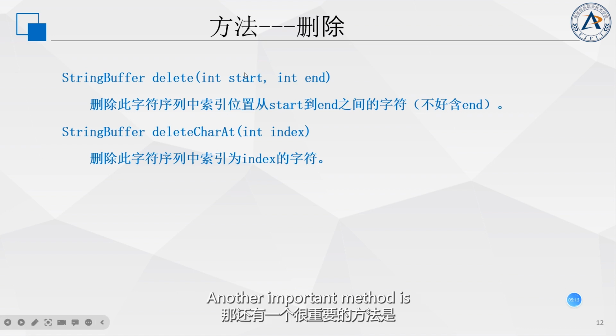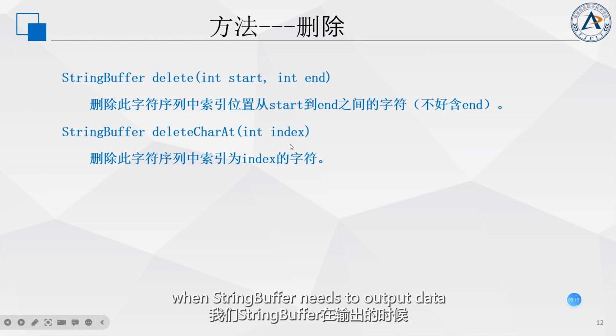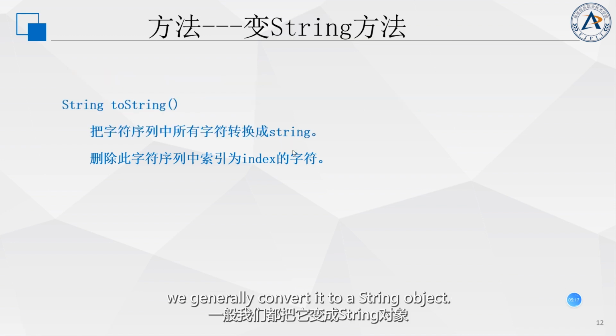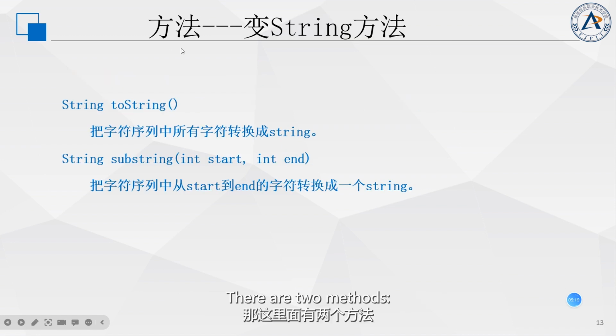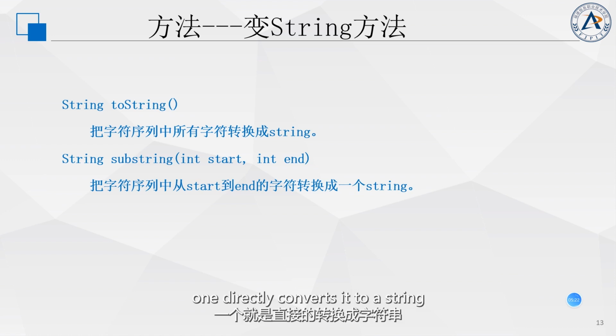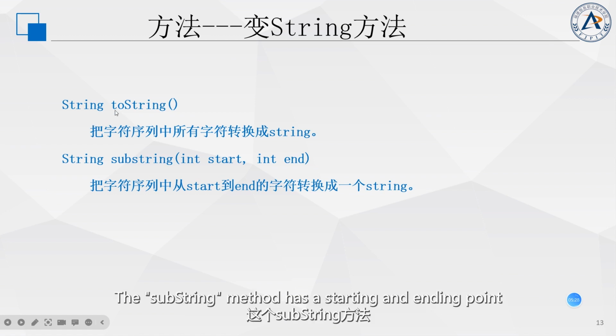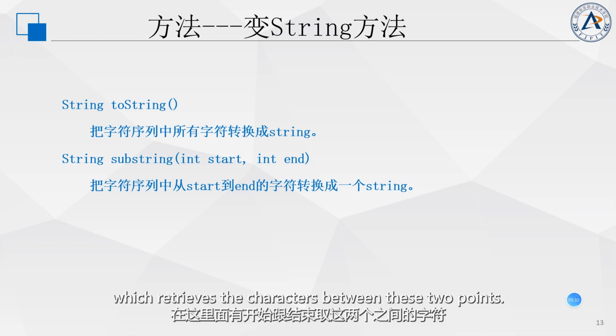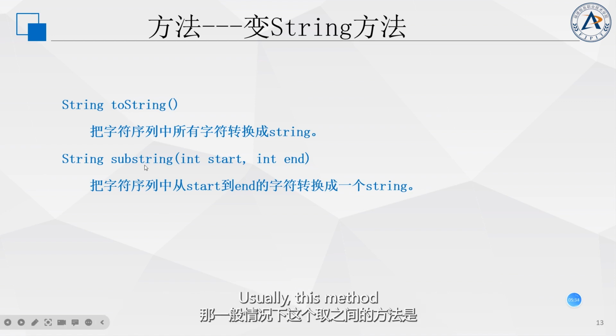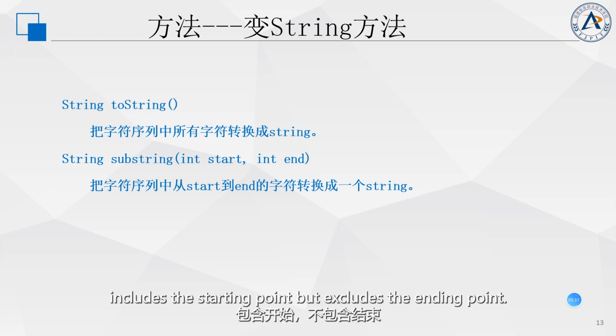Another important method is, when StringBuffer needs to output data, we generally convert it to a string object. There are two methods. One directly converts it to a string, and the other takes a portion of it as a string output. The substring method has a starting and ending point, which retrieves the characters between these 2 points. Usually, this method includes the starting point but excludes the ending point.